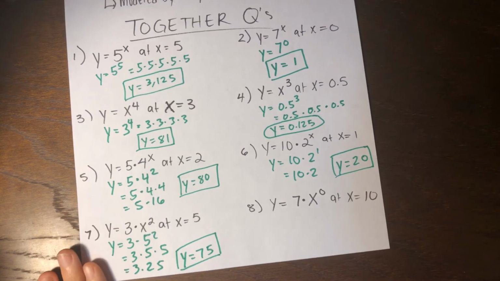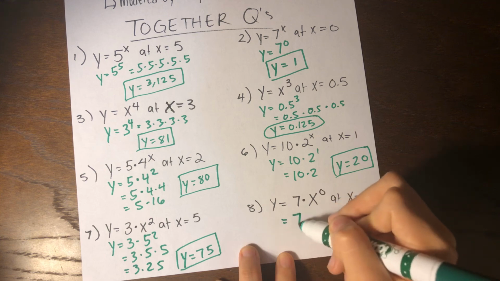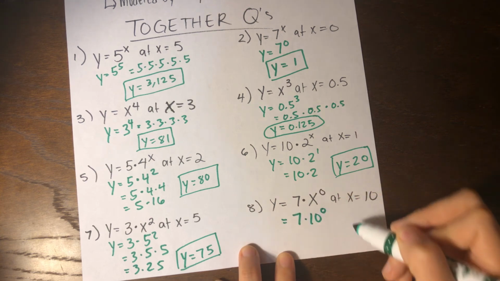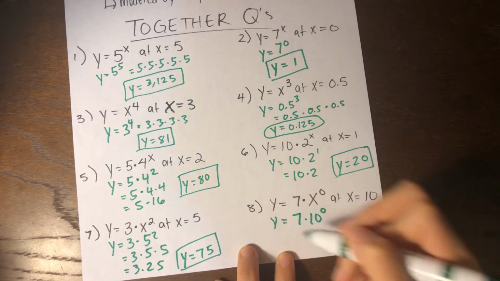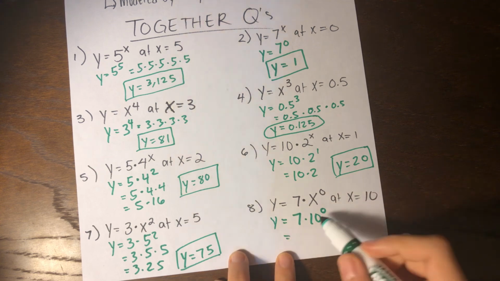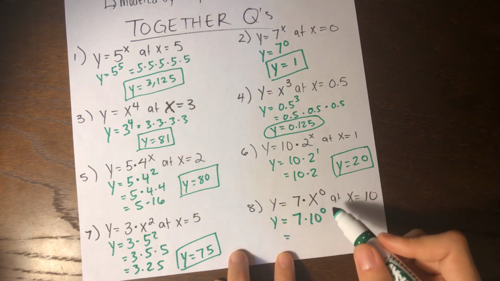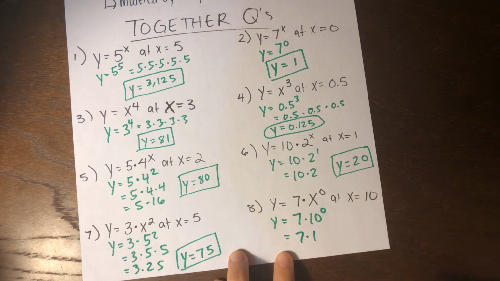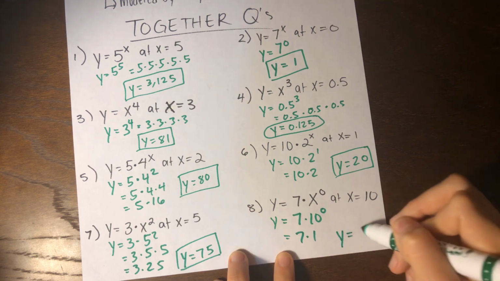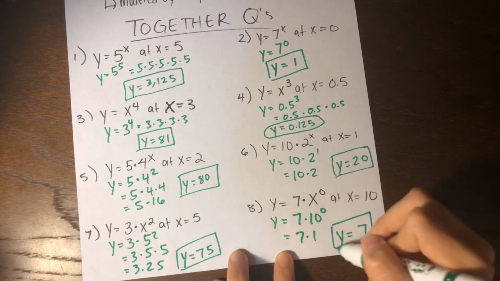Last but not least, we have y equals 7 times x to the 0 power at x equals 10. So we're plugging it in. 7 times 10 to the 0 power. Okay? So remember what I told you. Anything to the power of 0 is 1. So we have 7 times 1. So y equals 7. Okay?